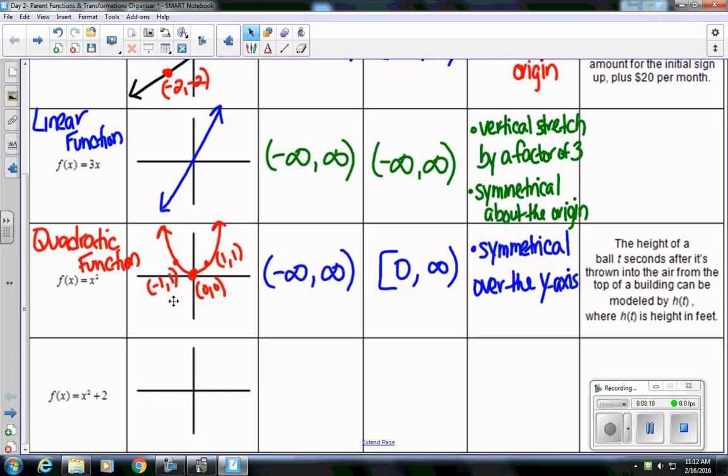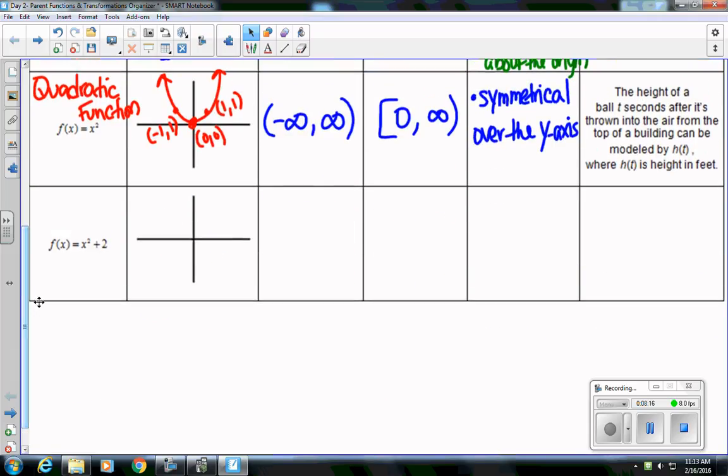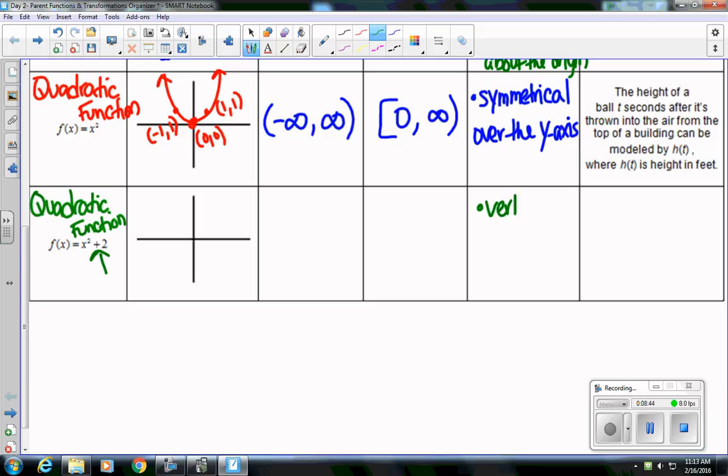All right, so let's take a look at our next quadratic function. You'll notice it's quadratic because it is an x squared. f of x equals x squared plus 2. So we still have a quadratic function, but this time there's a plus 2. So I'm going to go right to the transformations column. If you notice that plus 2 and you remember from transformations, it is on the outside, so it is a vertical shift up 2 units.